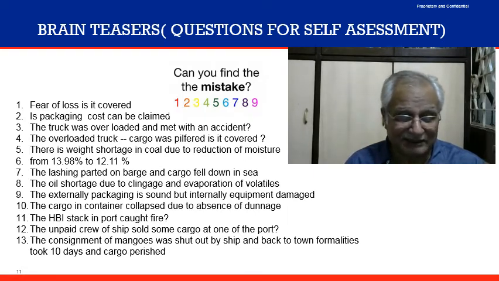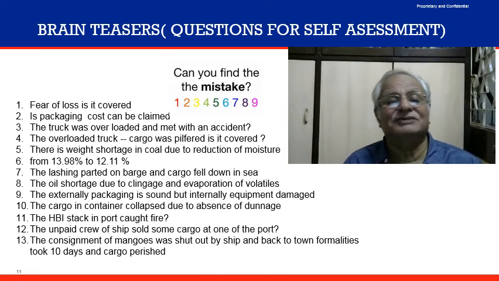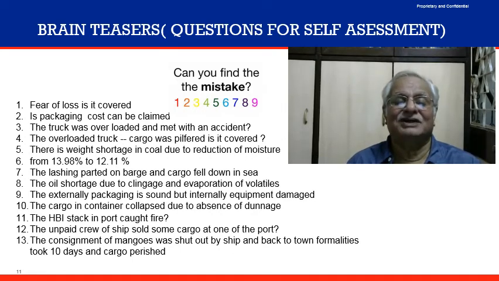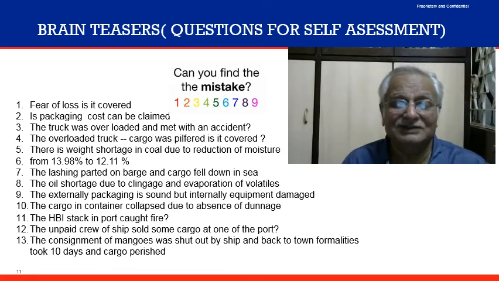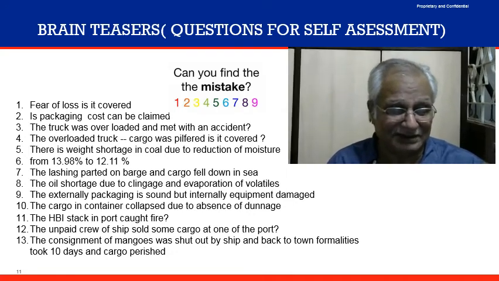The external packaging is sound, but internally the equipment is damaged. Now, this needs further investigation. How was it secured inside? What inner cushioning was provided? Why is everything sound from external, but was there movement inside? Because if there is internal movement despite sound external packaging, which is not showing any impact, etc., it is naturally poor and bad packaging, which will not be covered under the policy.